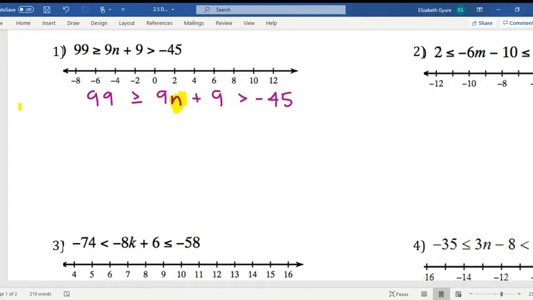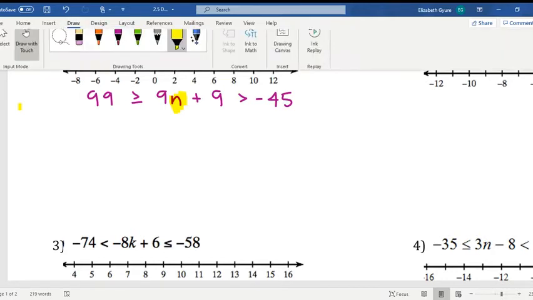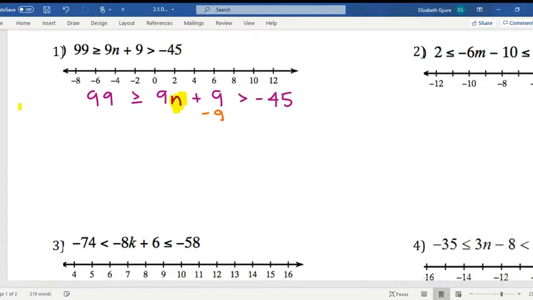So treat this just like you would a normal equation. If you had 9n plus 9 on one side of a normal equation, what would you do first to start solving it? What would be an opposite operation you could do? Dallas? You would subtract 9. Now, the only thing that's different here is, aren't there technically 3 parts to our inequality here? We have a middle, a left, and a right. So if we subtract 9 from the middle, you also have to subtract it from the left and the right.